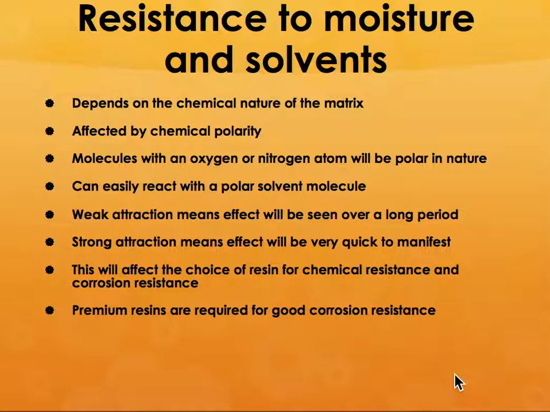And strong attraction means the effect will be very quick to manifest, and this will affect the choice of the resin for chemical resistance and corrosion resistance. So if you want really good corrosion resistance, you have to use premium resins. If you are using a low cost resin such as polyester, it may not have good corrosion resistance, it may not have good temperature resistance, and so on. So if you want really good resistance, you need to use the more expensive and premium resins.